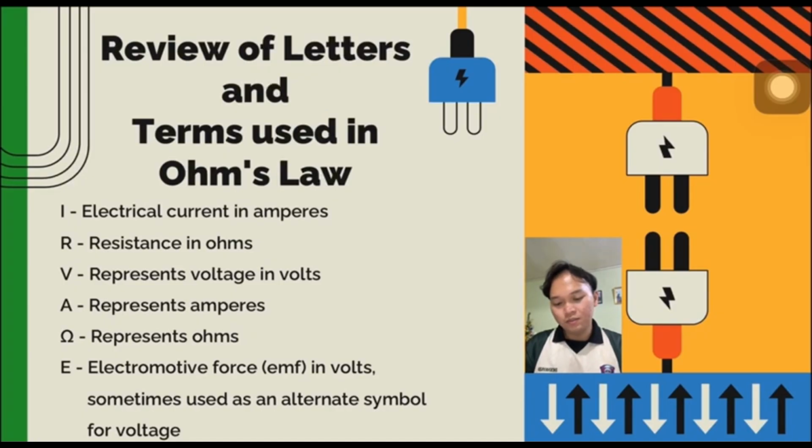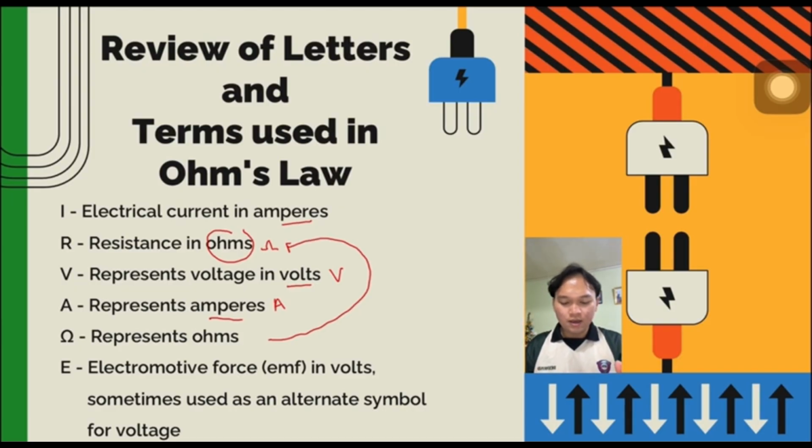So these are the terms used in Ohm's law. I, normally we use current in amperes. R, resistance in ohm, this is the symbol of ohms. V represents voltage in volt, which is big V, and A represents amperes, big A. And then of course ohm represents ohms, which is this symbol of ohms, and E, electromotive force, EMF in volt. Sometimes it's used as an alternate symbol for voltage.